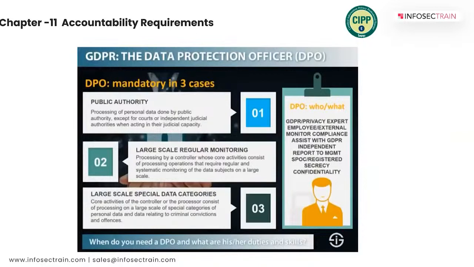So the data protection officer, I explained to you. There are three important mandatory triggers for a DPO. The DPO has to be appointed whenever you are a public authority, whenever you are doing large scale regular monitoring of personal data, and third, large scale special category data processing. In these three cases, you need to appoint a DPO for your organization, right? Who is a DPO, what does he do? He is a GDPR privacy expert. These are the qualification requirements, and he can be either an employee or an external member. He periodically monitors the compliance, assists the independent authorities, who are basically the data protection authority, reports to the management in terms of a breach or an issue, and he is a single point of contact to the authorities, and he has to ensure secrecy and confidentiality.